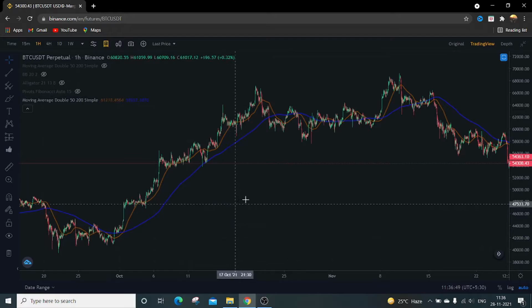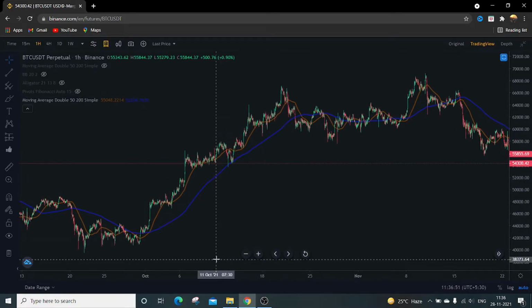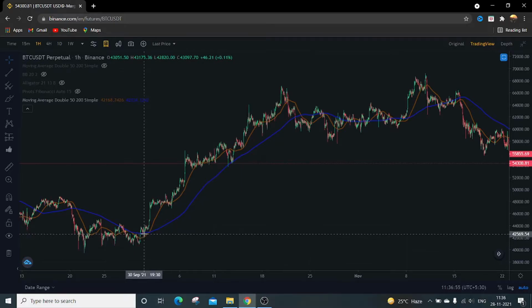So how to identify the trend? There is a very simple rule. Identify when the 50 moving average crosses the 200 moving average line. Here the line is crossing from down to up, and this is called a golden cross. From this point it is generally said that the market will go in the upward direction.